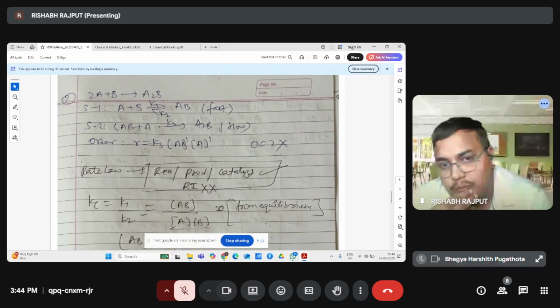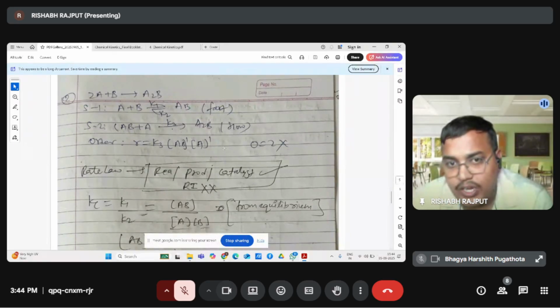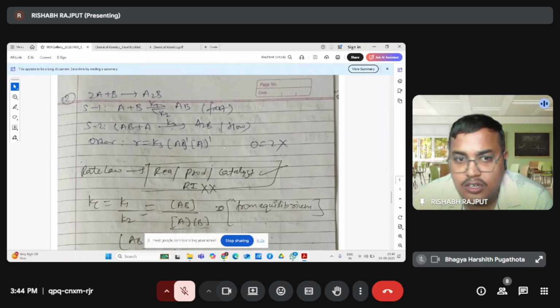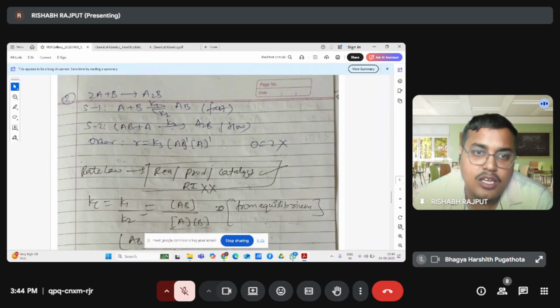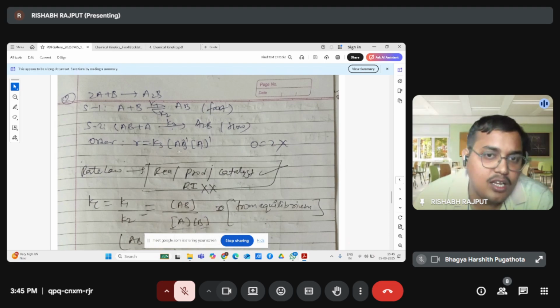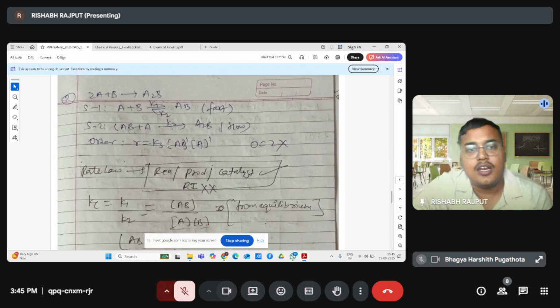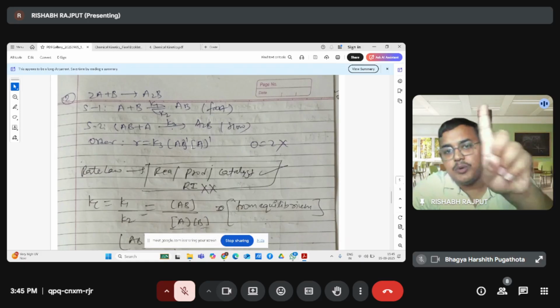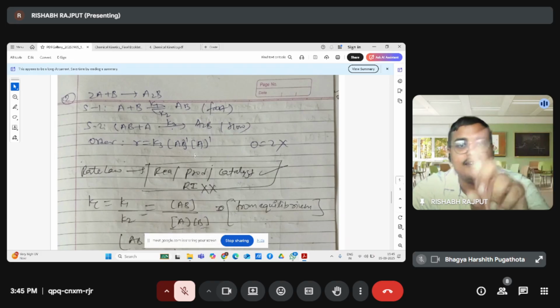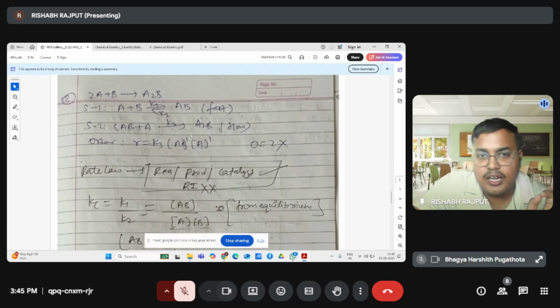It is not true. For this type of reaction, you can't write the rate of reaction like this, because in a rate law you can't write the reaction intermediate AB, as AB is formed in between the reaction. So please understand, in a rate law you write only reactants, products or catalysts, not the reaction intermediate. That is why I can't write like this.